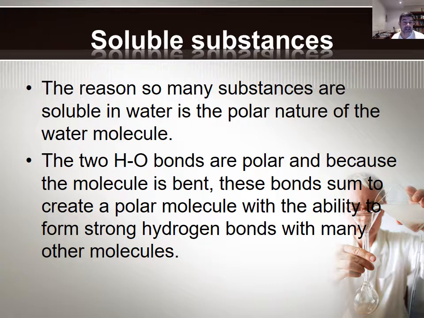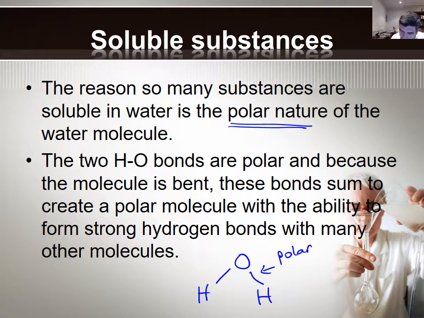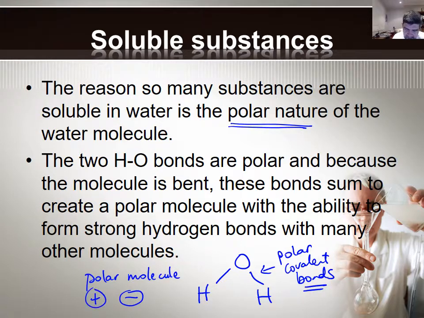And the main reason that we're looking at is that the polar nature of the water molecule is the key to its solubility. The fact that it consists of two polar covalent bonds, and these two polar covalent bonds sum together to give us a polar molecule with distinct dipoles, a positive and a negative region, is what gives water its ability to be such an effective solvent.